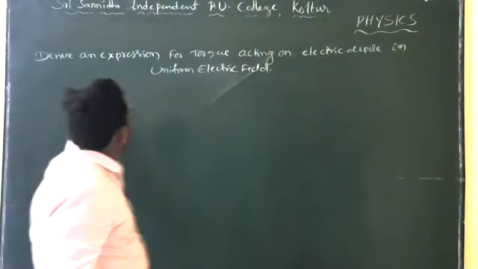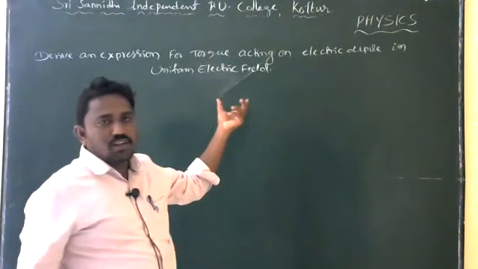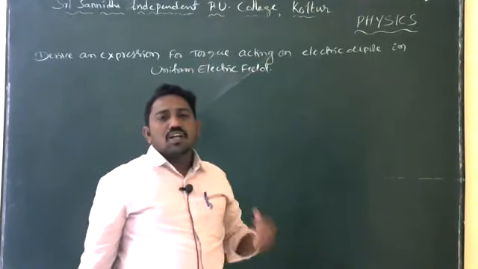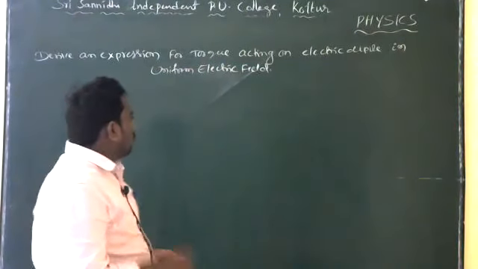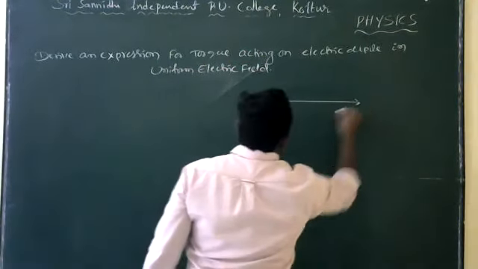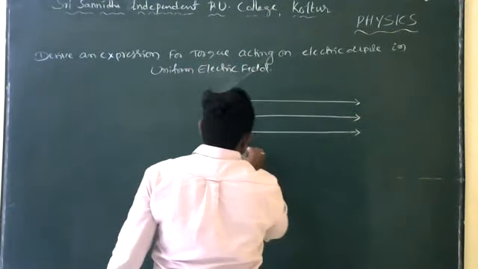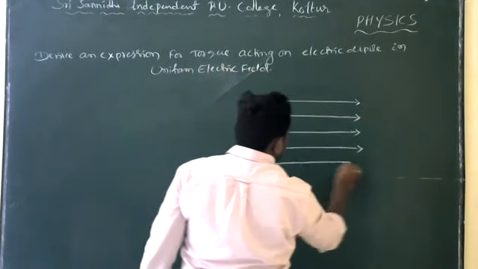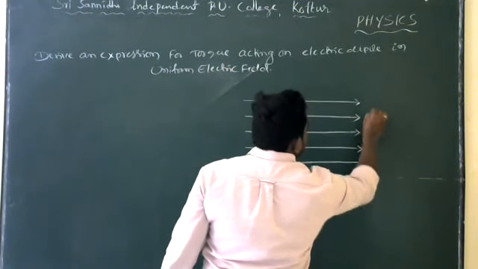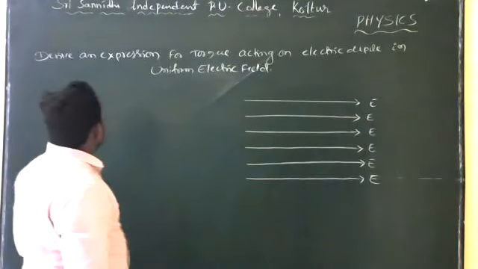Now, if an electric dipole is placed in the uniform electric field, what is the expression for the torque? So this is the uniform electric field. E is the same at each and every point in both magnitude and direction. So here this is E, the uniform electric field.